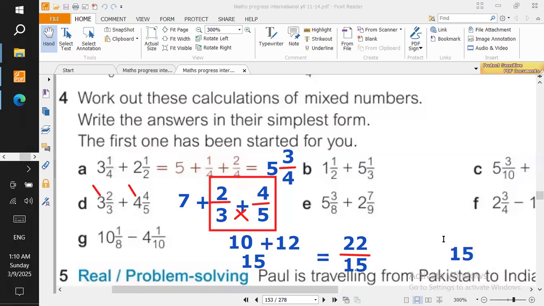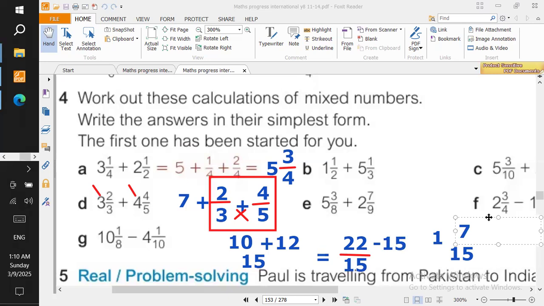Divide 22 by 15, it will give me 1. So I write 1 as a whole number, like this. And then 15 times 1 is 15. I subtract it from 22. So 22 minus 15 will give me, very good, it will give me 7.